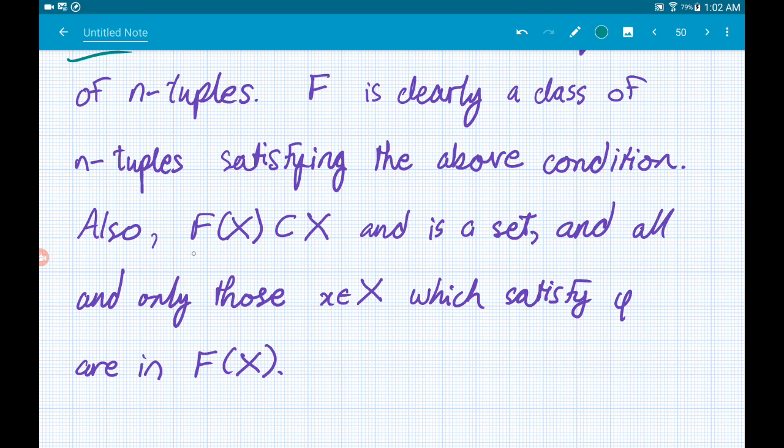Now, if we look at the image of this function on a set X, then of course, since the right coordinates all come out of X, this will in fact be a subset of X. And in fact, because we require of these objects that they satisfy phi, then of course this image will contain all and only the elements that satisfy phi. So at this point, it has become a trivial exercise.